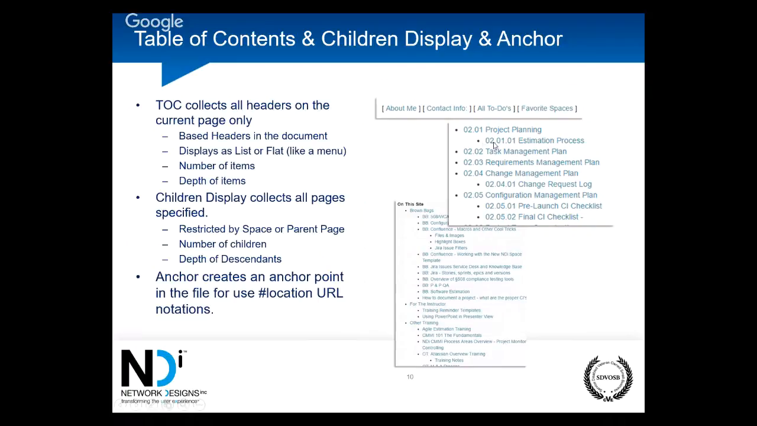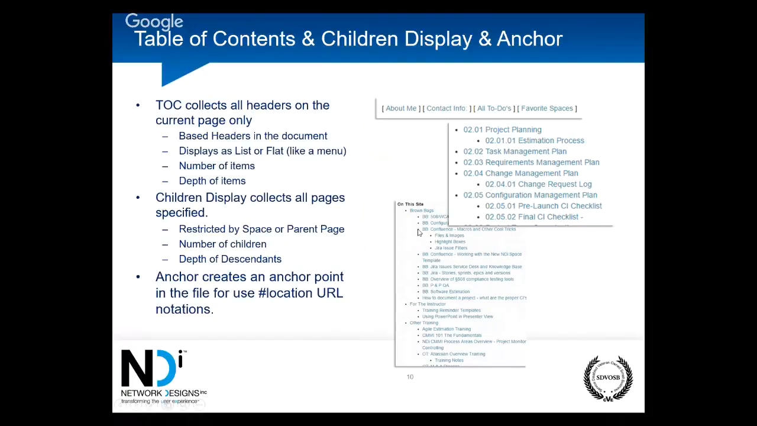So you can see that 020101 is a sub of 0201. But the same type of thing up here, you wouldn't want the children showing in a horizontal. Okay. So the children display collects all the pages specified either by a parent page or within a space, and you can have the number of children just the same as the table of contents macro, and you can also do depth of descendants, same as the table of contents macro.